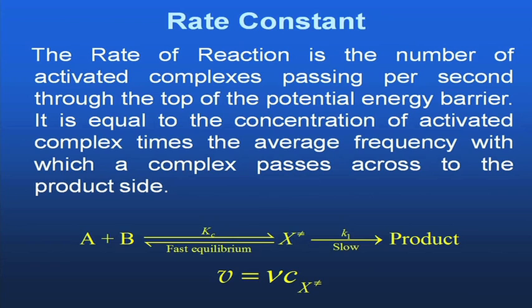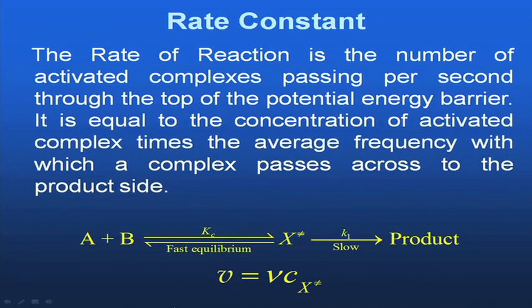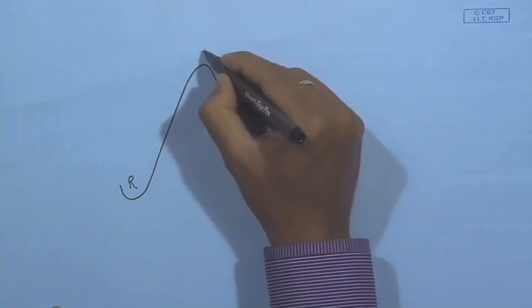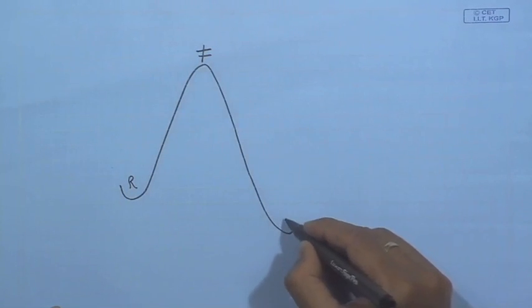Anyway, the rate constant of the reaction, how will you write that? The rate constant of the reaction is the number of activated complexes, or activated molecules, that is ABC that I was telling, passing per second through the top of the potential energy barrier. So, you started from here and then moved to this one and then you are here. This is your reactant side, this is your activated complex, and this is your product side.